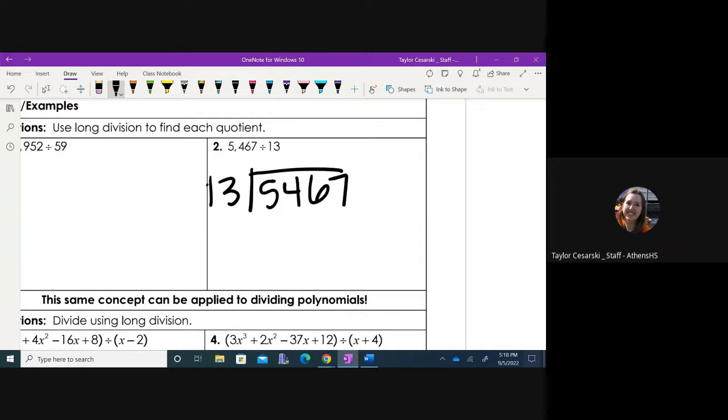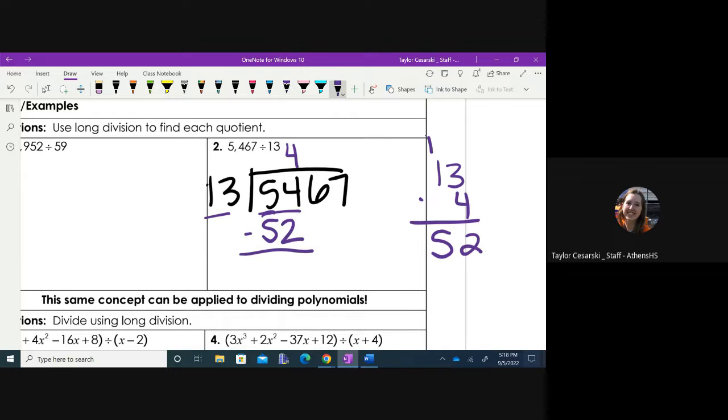So this is what you did back in like elementary school. So remember, I'm going to see, does 13 go into 5? It does not. Does 13 go into 54? Yes, it does. So we're going to try to figure out what that would be. So 13 times 4 is 12. 4 times 1 is 4, plus 1 is 5, so that's 52. So it goes in 4 times. And then subtract down, because 13 times 4 gives me that 52.